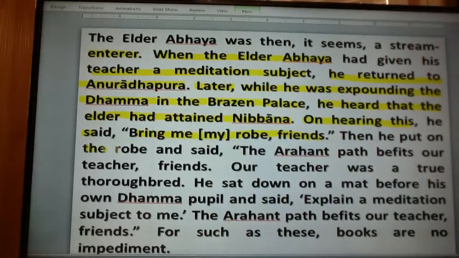Then he put on the robe and said, "Arahantship befits our teacher." Befit means suitable. Our teacher was a true thoroughbred. He sat down on the mat before his own Dharma pupil and said, "Explain the meditation subject to me and I will practice." So our teacher is a hero. For such persons, the books or learning the triple Pitaka are not an impediment.